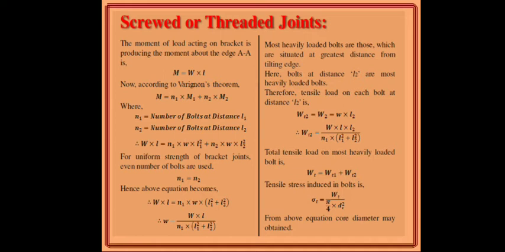Therefore, the tensile load on each bolt at a distance L2 is WT2, which is equal to w into L2, where WT2 is equal to W into L into L2 divided by N1 into (L1 square plus L2 square). So the tensile load on the most heavily loaded bolt is WT is equal to WT1 plus WT2. As we have already found WT1 and WT2, we just have to add them to find the total WT. So the tensile stress induced in the bolt, as we have already seen, is sigma T, equal to WT divided by pi by 4 DC square. So from this equation, the core diameter DC can be obtained.